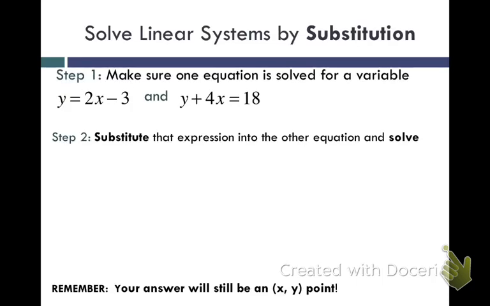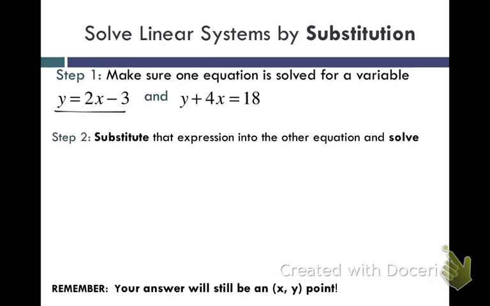To begin, you want to get at least one of your equations into a form where you can substitute. So you make sure that one equation is solved for a single variable. So if we look at our two equations in this system, we have y equals 2x minus 3 and y plus 4x equals 18. Well, our first equation is solved for y, so that makes it good to substitute.